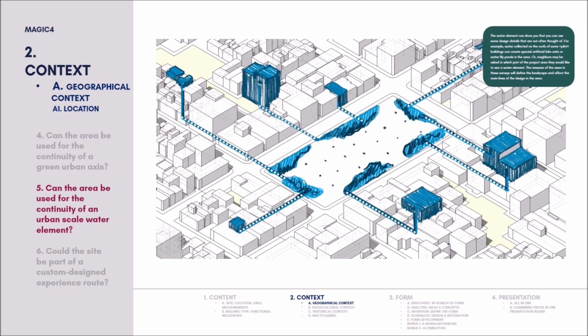A1. Location. Question 5. Can the area be used for the continuity of an urban-scale water element? The water element can show you that you can use some design details that are not often thought of. For example, water collected on the roofs of some pilot buildings can create special artificial lake units or water lily ponds in the area. Or neighbors may be asked in which part of the project area they would like to see a water element. The answers of the users in these surveys will define the landscape and affect the main lines of the design in the area.